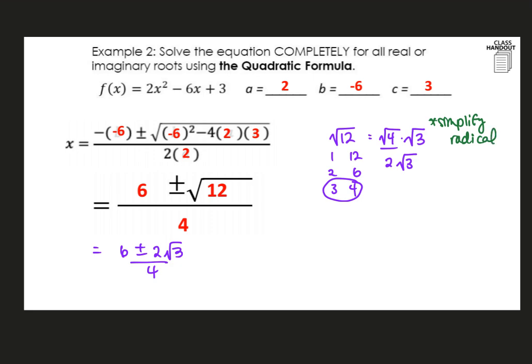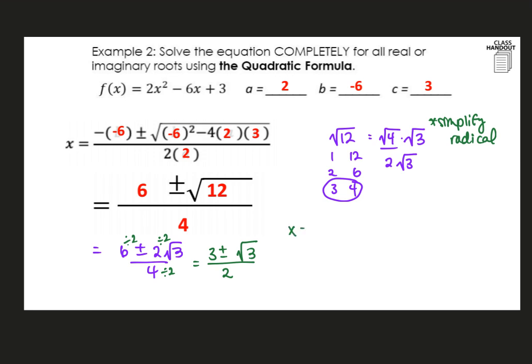But as we can see, all the numbers on the outside are actually divisible by 2, which means we can simplify this further. 6 divided by 2 is 3. 2 divided by 2 is 1, so it just basically cancels out, and then we're just left with the square root of 3. And in our denominator, 4 divided by 2 is 2. So here's our answer fully simplified.